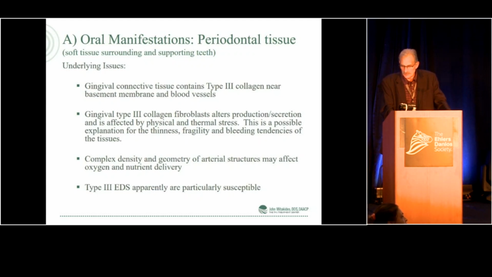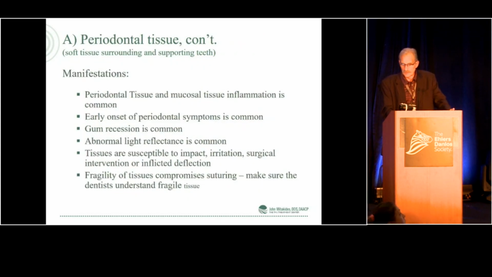Now, the one thing that is really interesting is that the blood vessel level at the bottom of the gum tissue is really aberrant. In other words, there's no formation to it. And what it tends to do is limit the oxygen and the blood supply. That's part of what makes the tissues so friable. And the EDS type 3 are probably more prone to this.